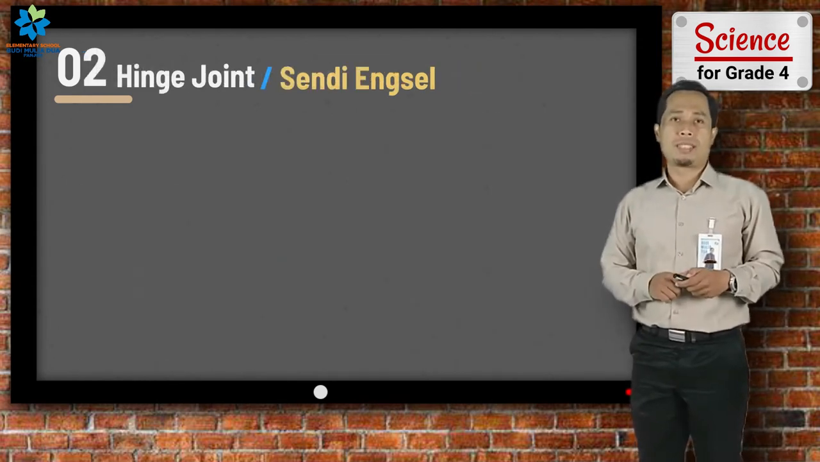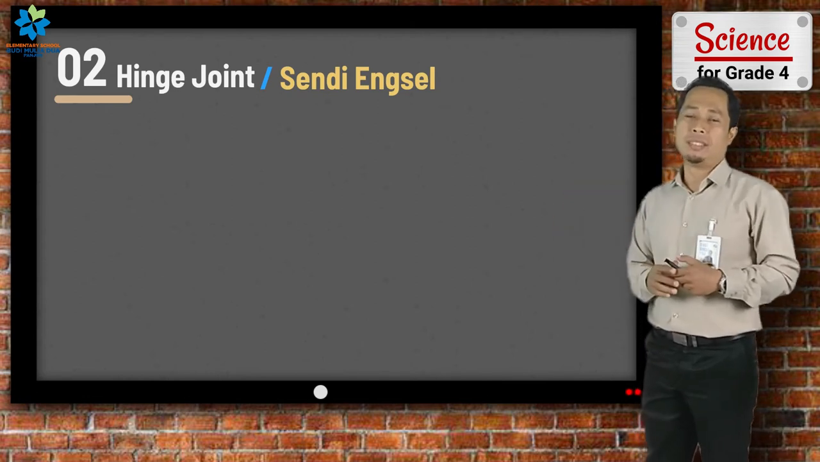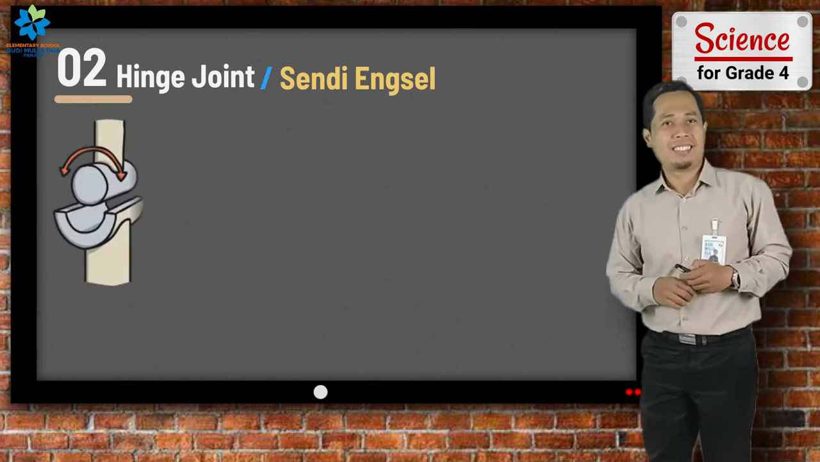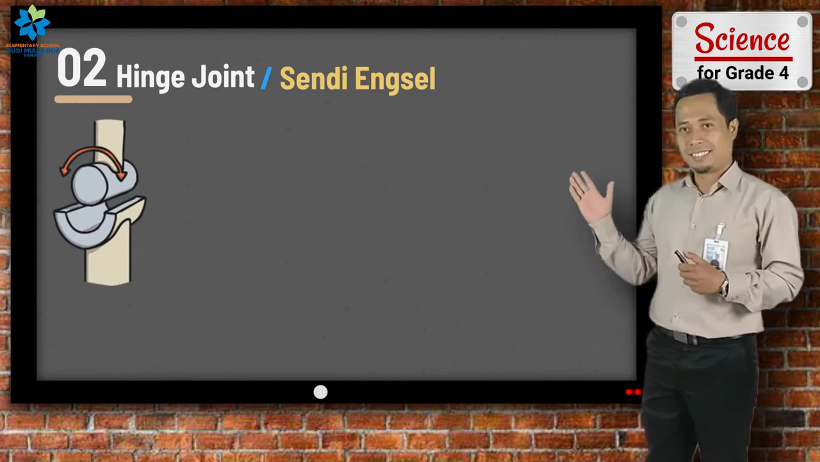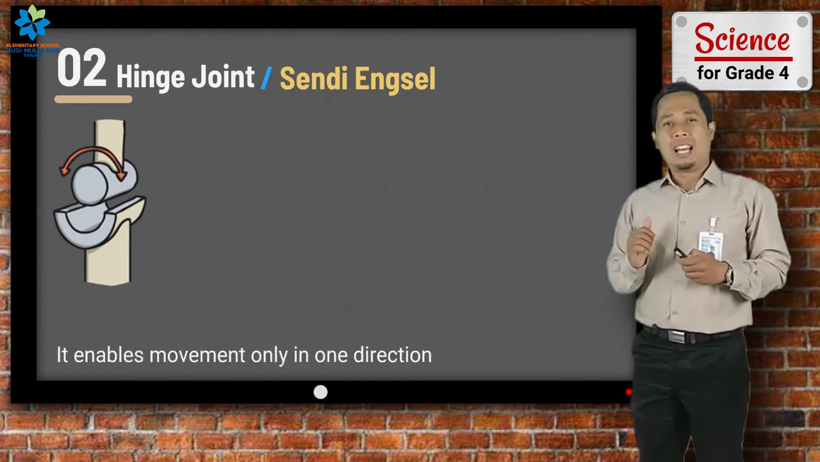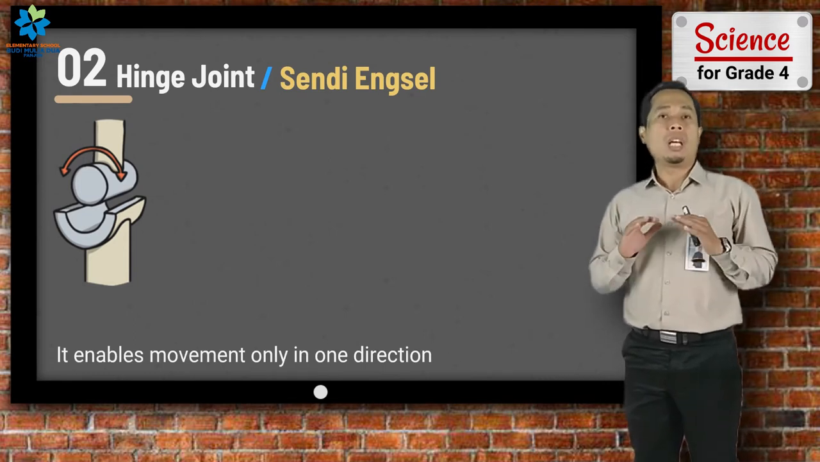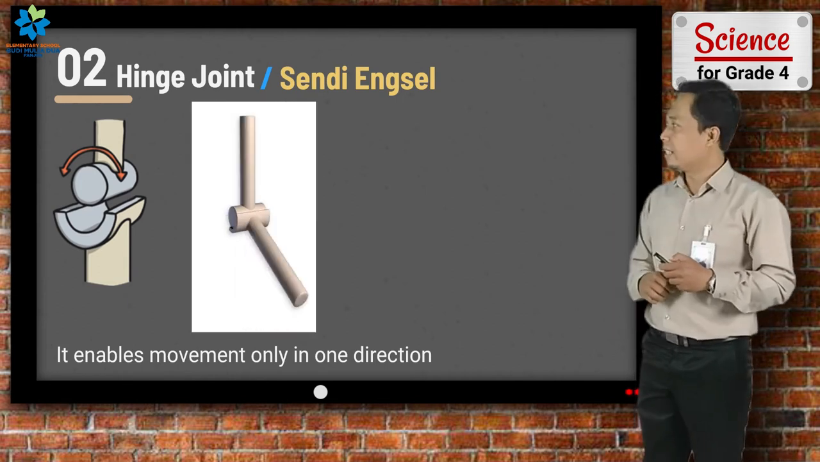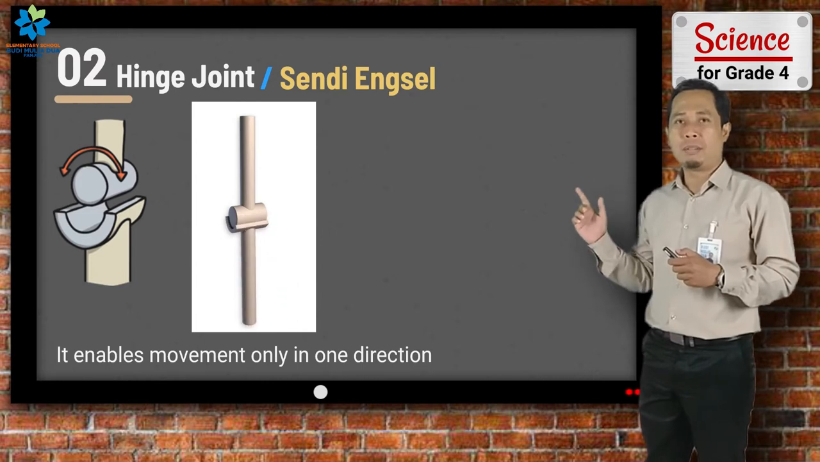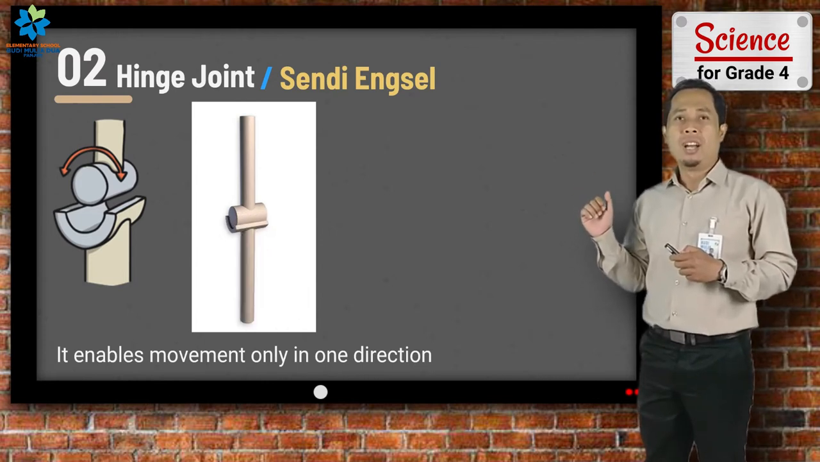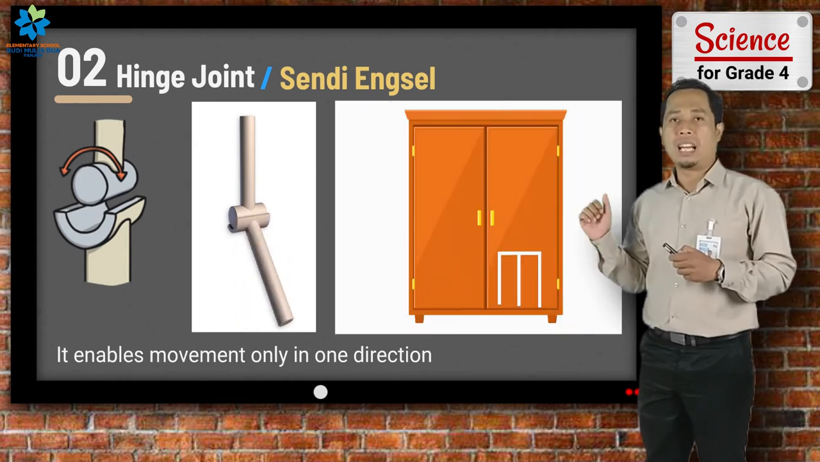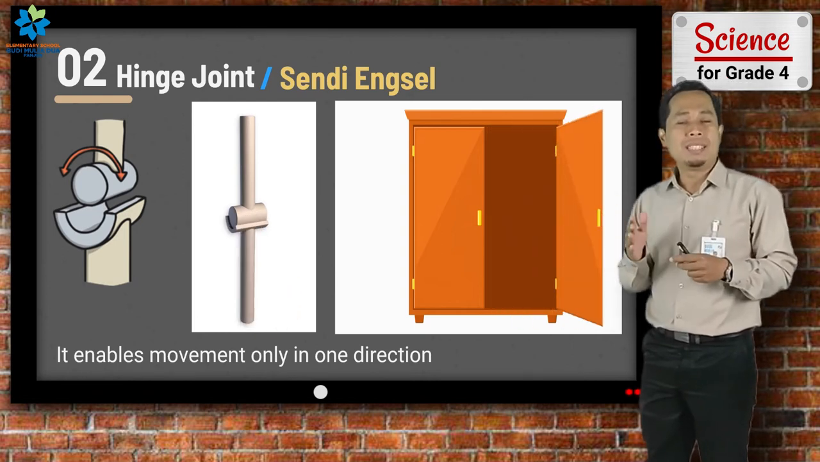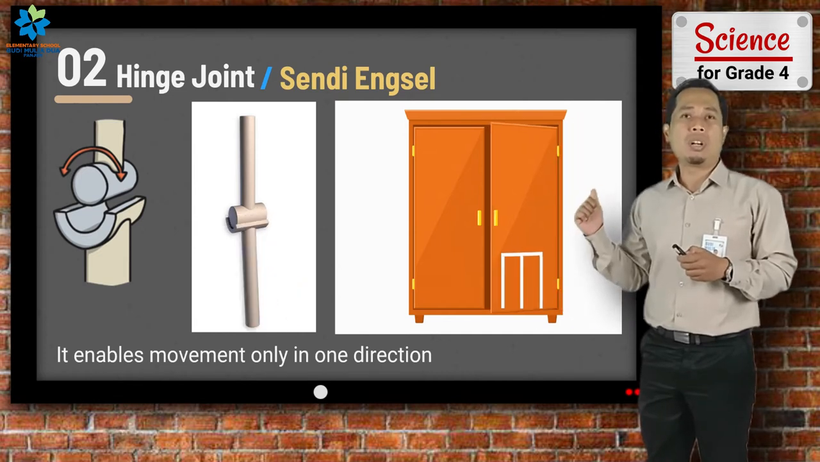Number two, that is called hinge joint, or in Bahasa Indonesia we call it sendi engsel. It can be illustrated with a picture like this, as you see. And this hinge joint allows movement only in one direction. And the movement is like this. See? This is the movement of a hinge joint. It works like a hinge in a door that can only move in one direction. This one is called hinge joint.